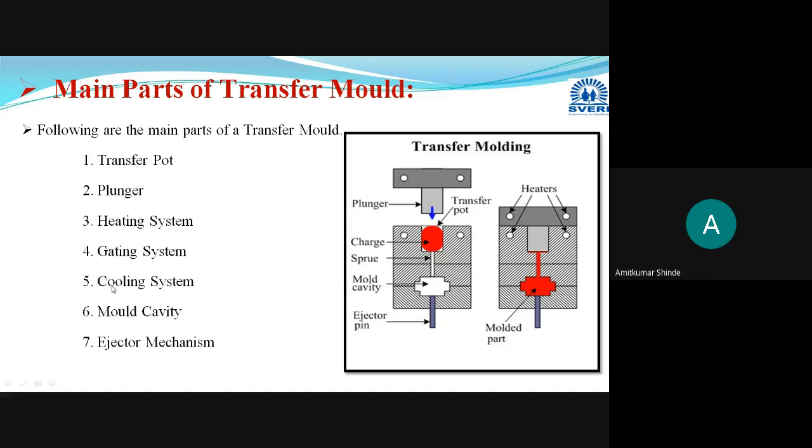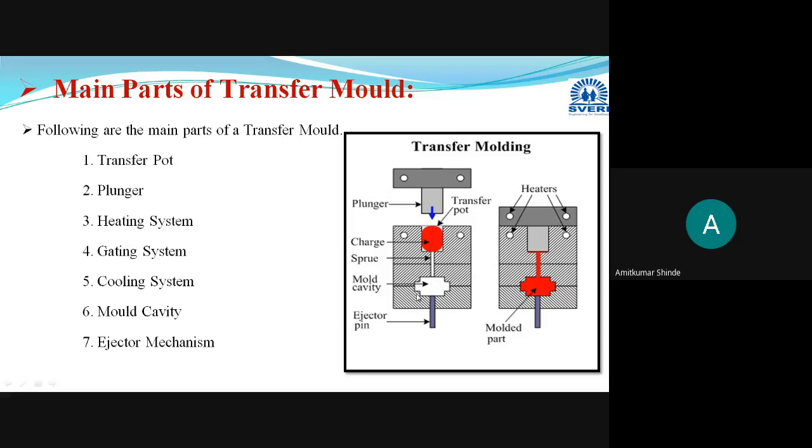Then next is the cooling system. In this mold, we provide some cooling channels. The function of the cooling system is to extract the heat and lower the temperature of the mold, so that the material will get cured. The material will get cured, or solidified, and it will occupy the shape of the mold cavity provided.